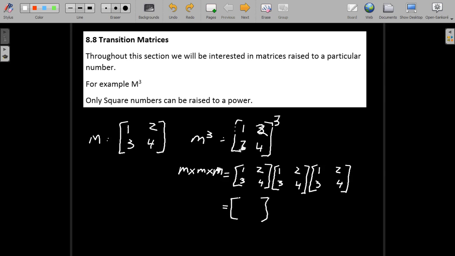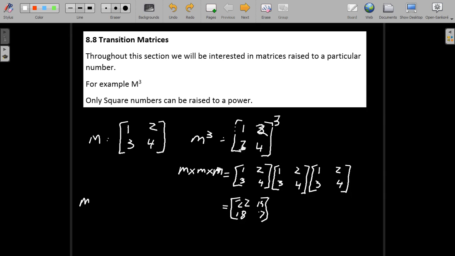I'm not sure what we'll get there, but it might be 22, 15, 18, and 7 or something. I don't know. Anyway, that's how we'd work it out. So it's just timesing the first matrix by itself however many times.